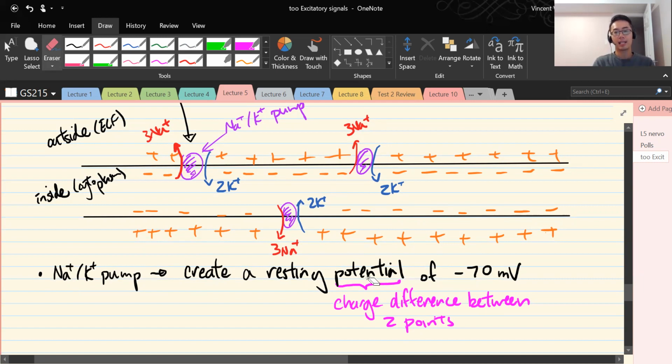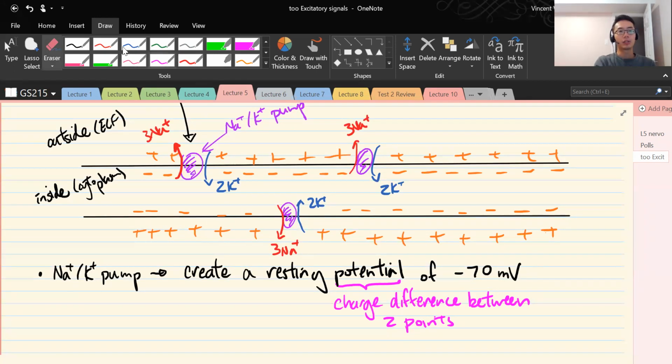How much of a difference are we talking about, right? Like the battery, it's 9 volts. So if we measure the inside and the outside, what number are we going to get? Well, you're going to get minus 70 millivolts. So there are 1,000 millivolts in 1 volt. Okay, so it's not a lot of current. We don't want to fry our neurons, but that's the number.